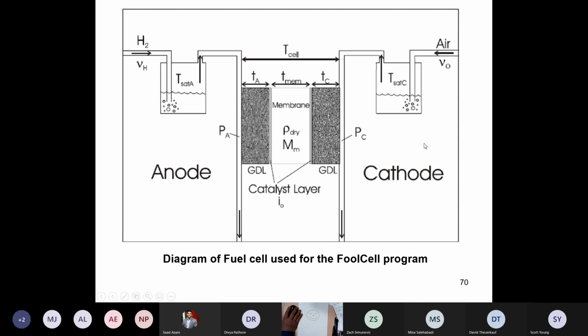Okay, can people see my screen? We can see a slideshow. That's what you should see. Perfect.